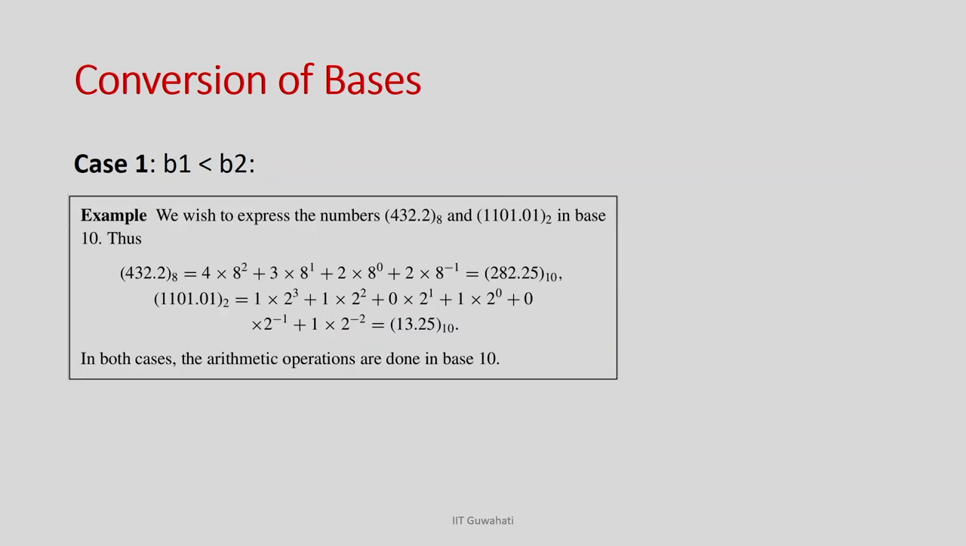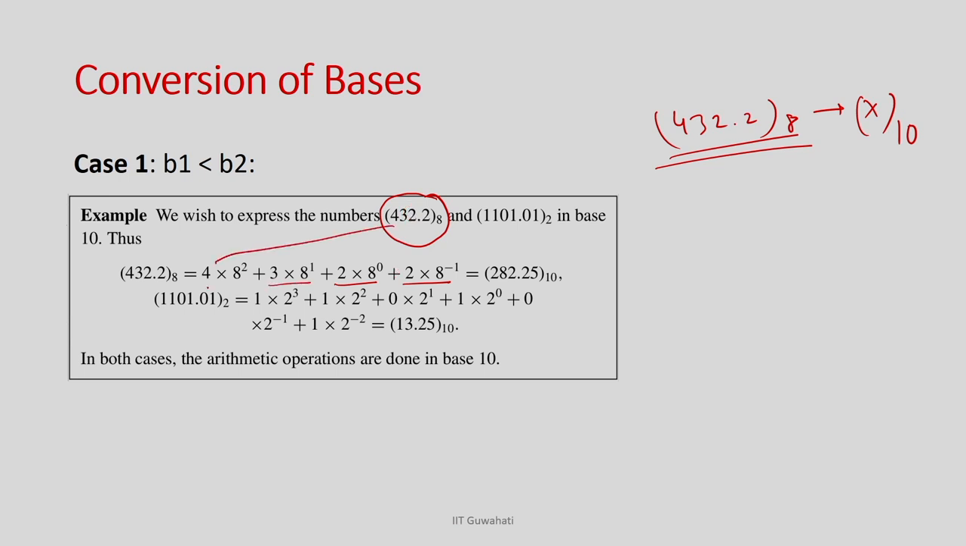Let me take an example, then it will be clear. Suppose your number is 432.2 in base 8. This is not 432 in decimal, this is a value in octal, base 8, and I want to convert this into base 10. So, I will represent this in terms of base 8: 2 into 8 to the power minus 1, then 2 into 8 to the power 0, then for 3 it is 3 into 8 to the power 1, and for 4 it is 4 into 8 to the power 2. I will do the summation in base 10, and it will turn out to be 282.25. You can cross check. So, this is converted into 282.25 in base 10. It is much simpler, right.